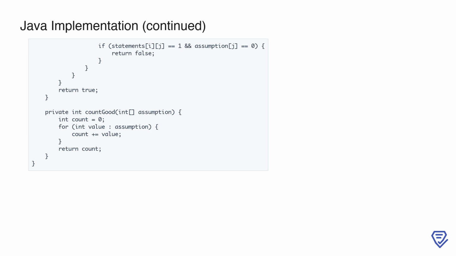The countGood method then counts the total number of good people in the assumption by summing up the values in the array, where each one contributes to the count. This count helps determine the maximum number of good people for valid assumptions.